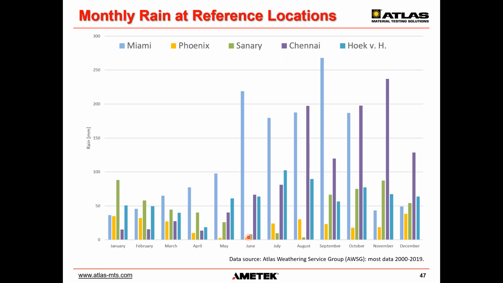Then we have Sanary, Sumer, a lot of rain in wintertime, not so much in summertime, and Hoek van Holland in the Netherlands, a lot of rain throughout the year, I would say. And it's Hoek van Holland, it's Northern Europe, middle Northern Europe, I would say. It's cold rain, not a pleasant weather. However, Phoenix, also some rain in wintertime, but almost no rain in summertime. So overall, the lowest amount of rain.